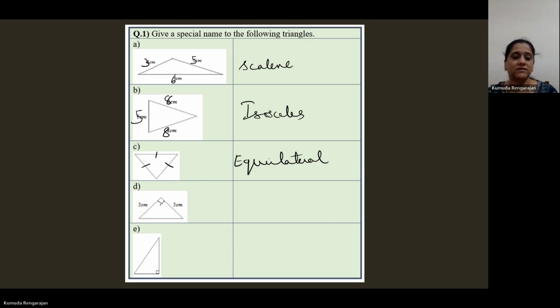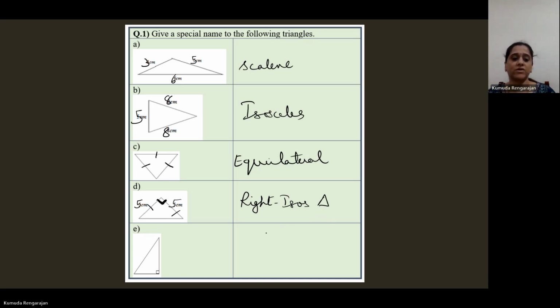Next one, see here. Can you see this angle marked? What does this symbol indicate? 90 degrees. When it's marked like this, it's 90 degrees. And what do you see here? 5 centimeters, 5 centimeters. These two sides are equal. So it is a right isosceles triangle. Right because one angle is 90 degrees and isosceles because two sides are equal.